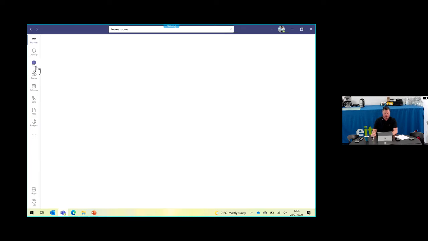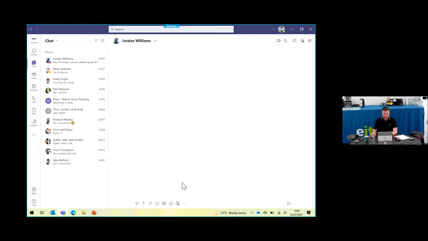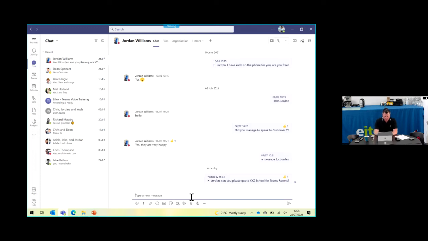Teams rooms setup looks really interesting.